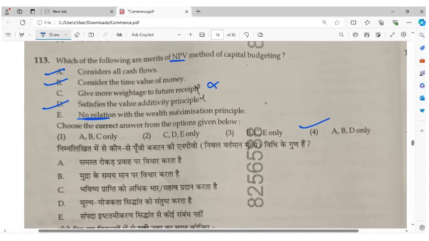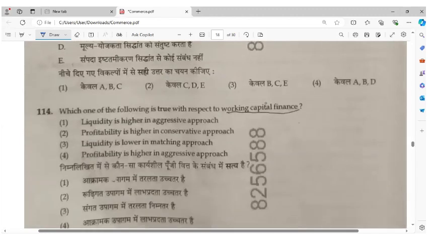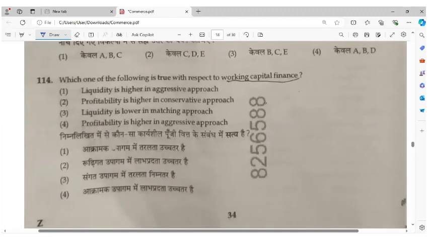Actually, there is a relationship of the wealth maximization principle given in the NPV method. So if you eliminate the E option, or if you eliminate the C option, you can easily get option number 4-1. Now the next one, which one of the following is true with respect to working capital finance?